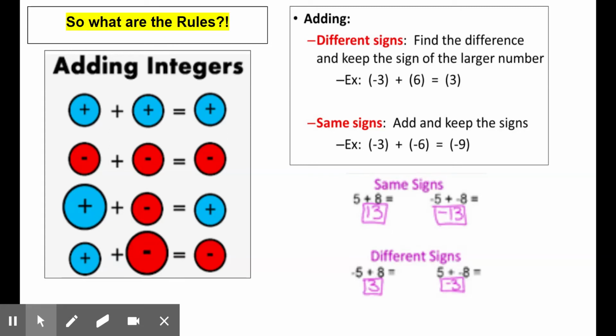Although we want to be able to model adding integers with chips, tiles, number lines, and context situations, there comes a point where we also want to just be able to apply the rules that we've discovered, especially because we'll be dealing with larger amounts, and we won't want to model those larger numbers or those super small numbers, right? So here are the rules that hopefully you've kind of noticed along the way so far.